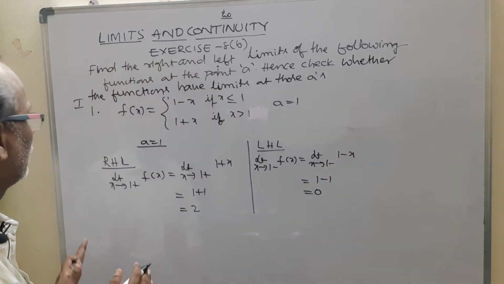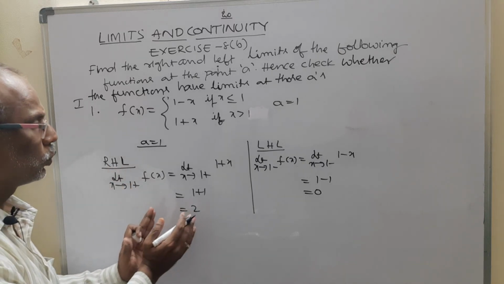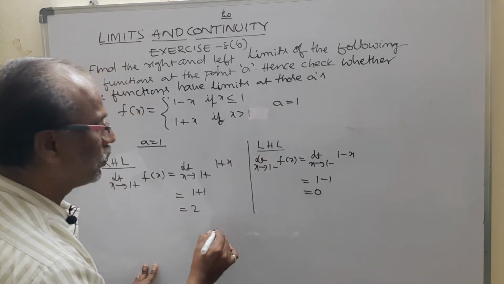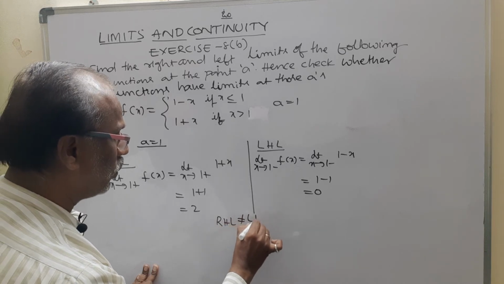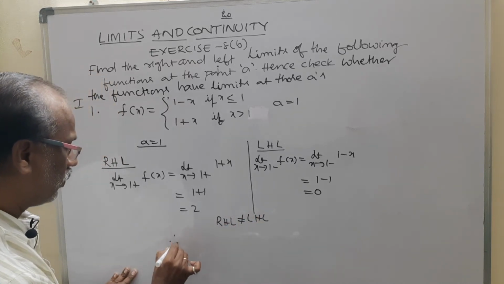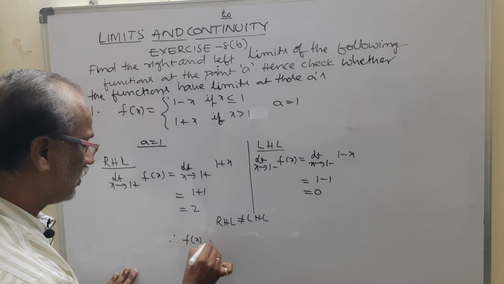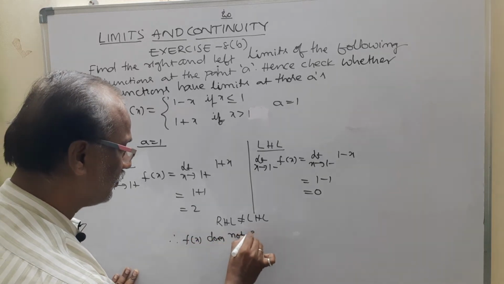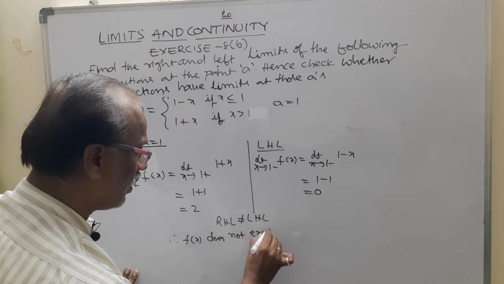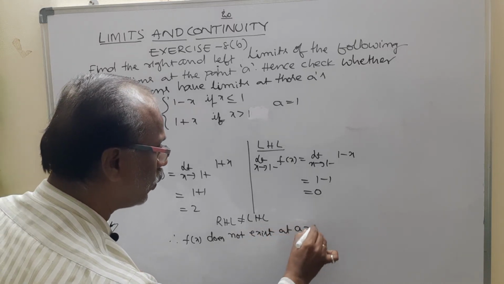We observe that the right hand limit value is 2 and the left hand limit value is 0. Here RHL does not equal LHL. Therefore, the limit of f of x does not exist at a is equal to 1.